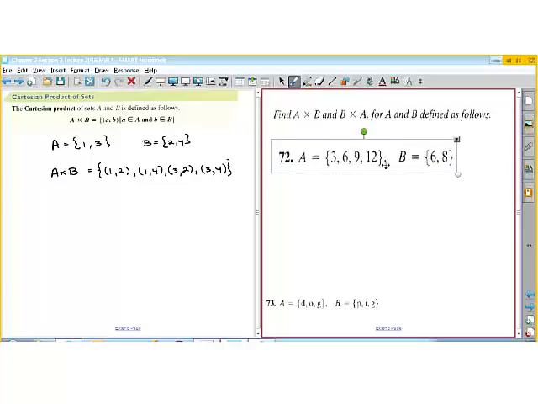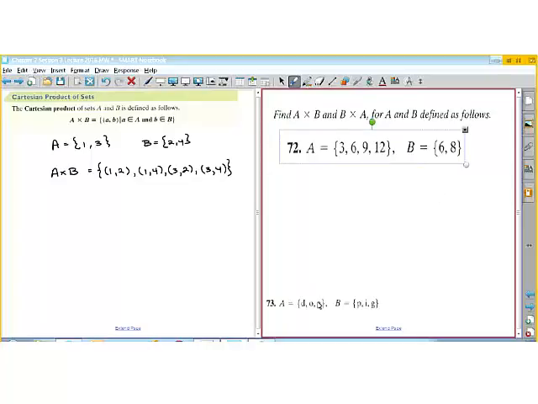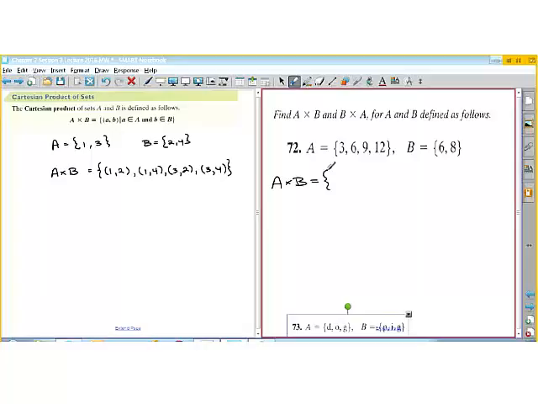So here we have the numbers. Set A is the numbers 3, 6, 9, and 12. Set B is 6 and 8. So since we have 4 elements and 2 elements, 4 times 2 is, we're going to have 8 ordered pairs. So A cross B is a set. We take the first number in the pair to be either 3, 6, 9, or 12, and the second number to be either 6 or 8. So we'll take the first number here and do the two numbers in the second set.